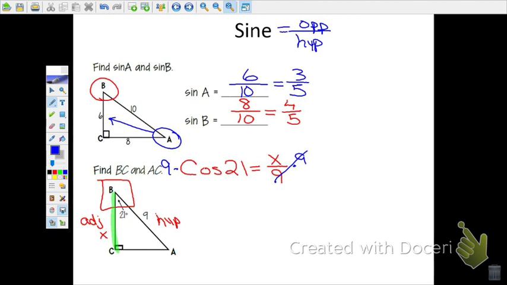Guys, 9 squared is 81. What's 81 squared? 6,561 divided by 81 is equal to 81 divided by 81 is equal to 1.